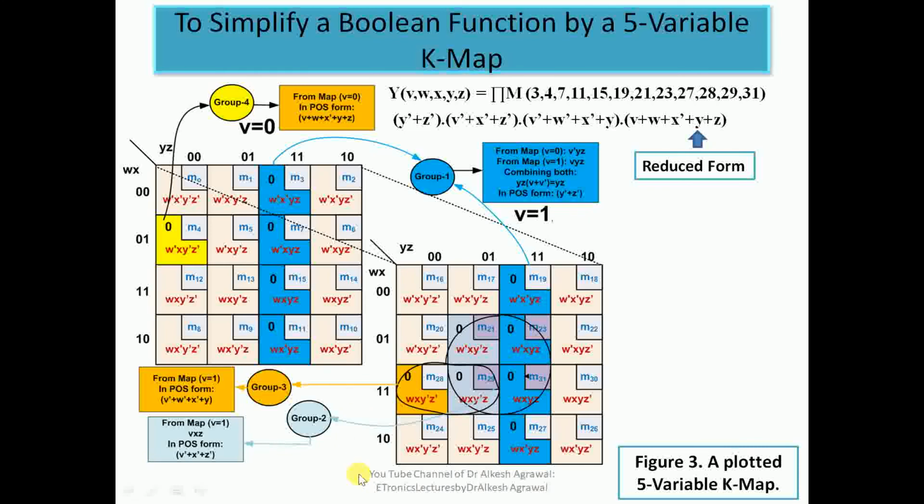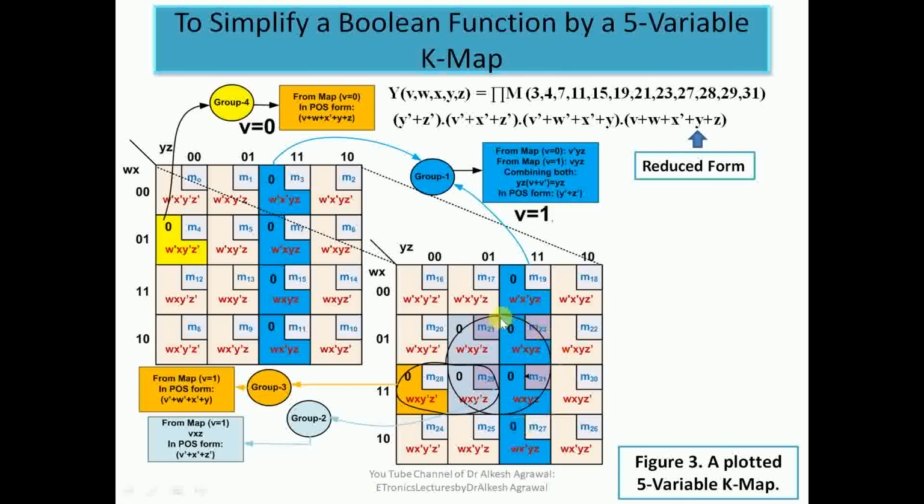Now we'll try to write the reduced form. For group 1, which is common to both the maps, we can see that the v variable will be eliminated, and for this column w and x are changing, so w and x will also be eliminated, and what remains is the yz variable. Since we have to depict it in POS form, in SOP form we get yz, but if we convert it into POS form, what we get is y bar or z bar. So this is the reduced form for group 1.